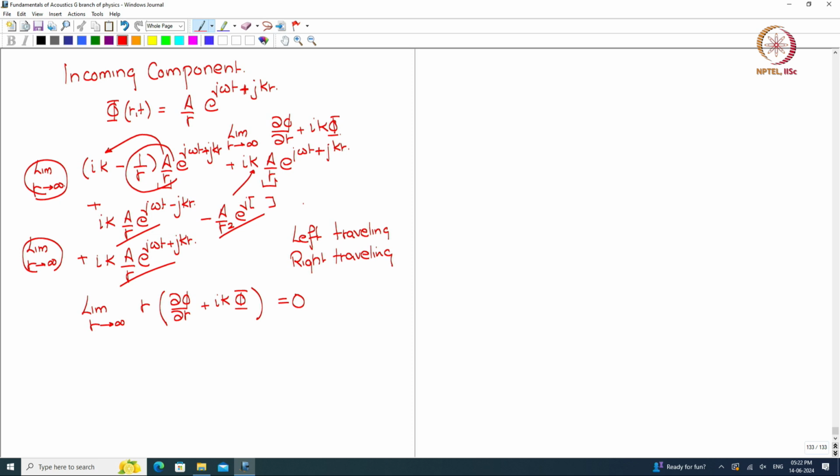As a result, what will happen is that this r will eliminate this r, no more r in the denominator, it will eliminate this r, no more r in the denominator. Limit r tending to infinity, this 1 over r remains, this will go to 0, that is okay, but this sum will double, it will not go to 0. So, it will not be satisfied with the left travelling wave. So, this part will add and remain. So, this is the Sommerfeld radiation condition.